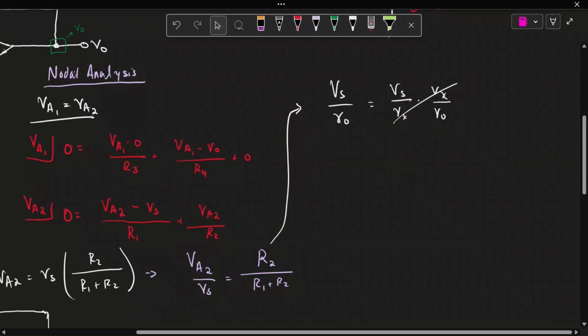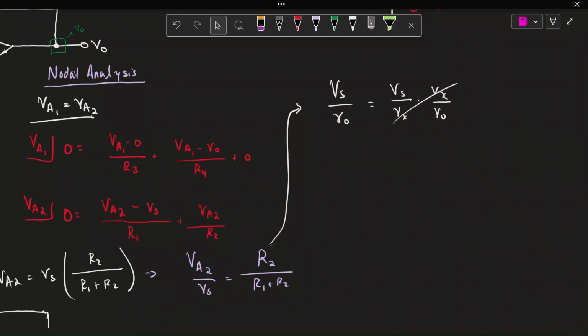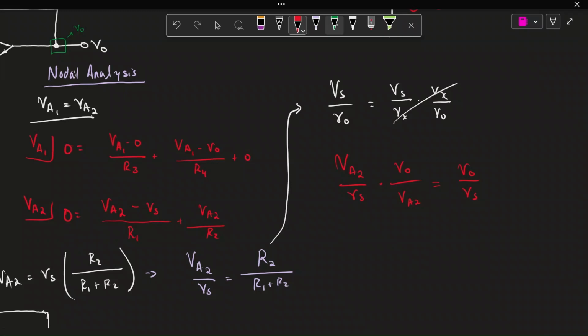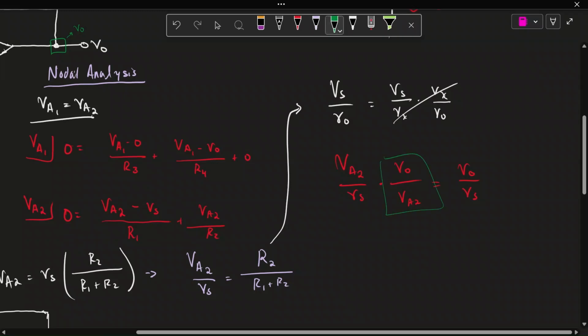We now have VA2 over Vs. What do we need? We have VA2 over Vs times what is equal to V out over Vs? What we need is V naught over VA2. This gets rid of the VA2 and leaves us with VO over Vs. So we need V out over VA2. How can we get that?